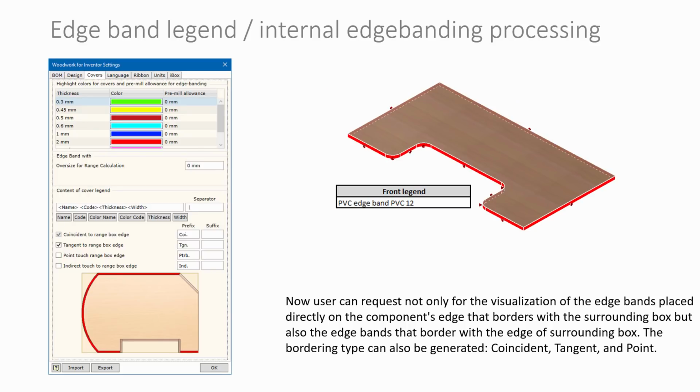Now the edge banding legend and internal edge bandings. We have new controls which allow you to get information about the edge bandings which are placed internally, as well as about the edge banding which is not touching the range box. In other words, we can process parts which are not only rectangular in shape, but have different shapes, as you can see on the left. We can say which edge banding is tangentially connected to the top, to the left, to the right, and so on. So you will see all this information in the BOM.